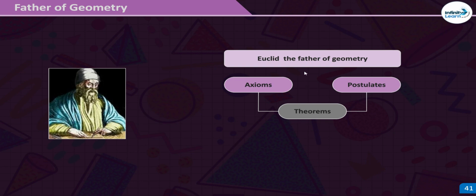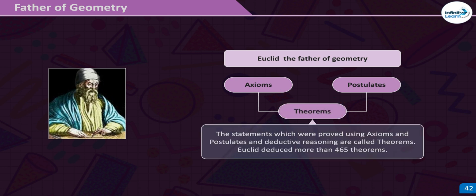So, who is the father? Euclid is the father of geometry. Axioms and postulates combined make what? Theorems. Theorems are a combination of Euclid's postulates and Euclid's axioms. What are theorems? The statements which need to be proved using axioms and postulates are known as theorems. How many theorems did Euclid state? 465 theorems he has derived.